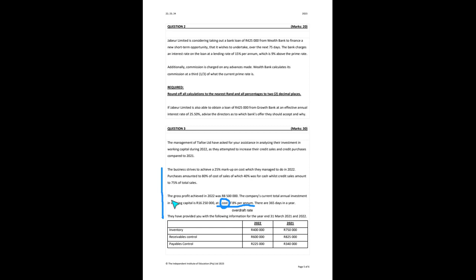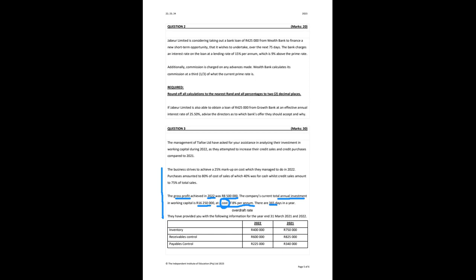Let's have a look at what they have given us. They've given us the gross profit. They say our gross profit is 8.5 million, and take note, this is for 2022. You've got to work out your number of days for both 2021 and 2022. Then they've told us the total annual investment in working capital is 16.25 million and the cost is 8% per annum. There are 365 days in a year.